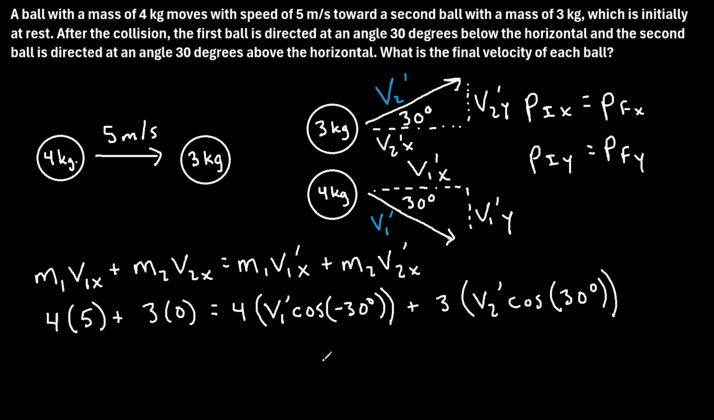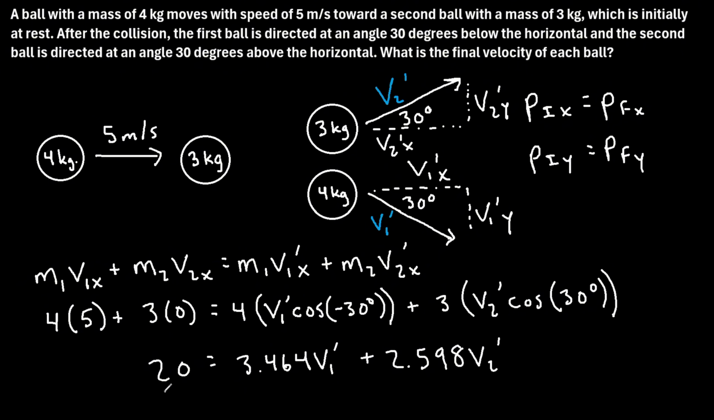So now let's simplify this a little bit. On the left-hand side, we have 20 plus 0, so that's 20, is equal to, on the right-hand side, the cosine of negative 30 degrees, which comes out to 0.866. So 0.866 times 4 comes out to 3.464, and that will be multiplied by the final velocity of the first ball. For the second expression, the cosine of 30 degrees is also 0.866. So 0.866 times 3 comes out to 2.598, and that's multiplied by the final velocity of the second ball.